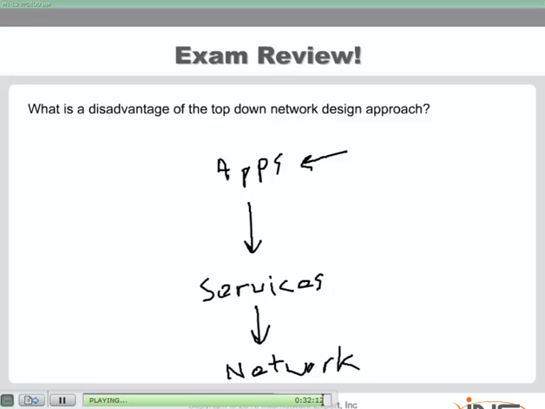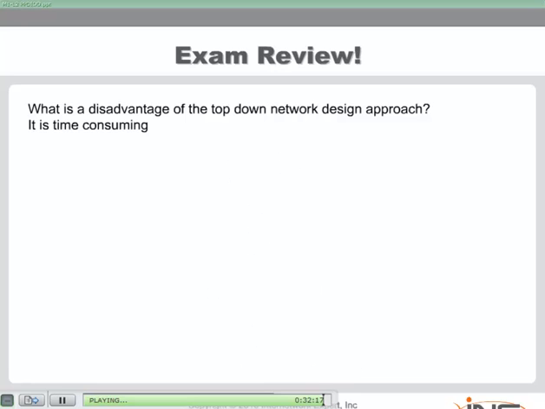This top-down approach, it is difficult and time-consuming compared to the bottom-up approach of network design. But why we would want to target this top-down approach is the fact that it is so typically in great alignment with the organizational goals. Top-down approach is something that typically hits the mark, and that's why we want to consider it as our main focus.